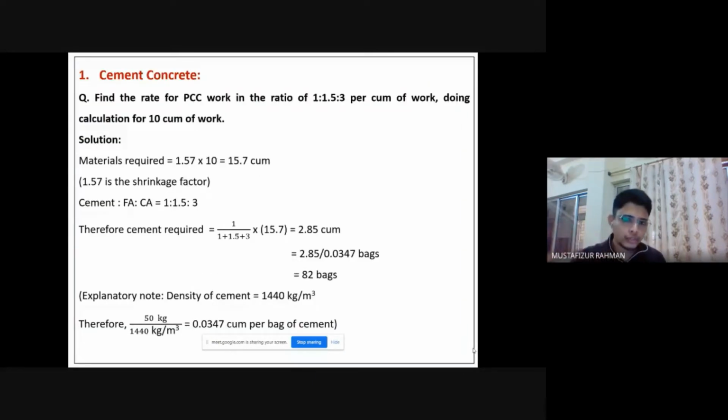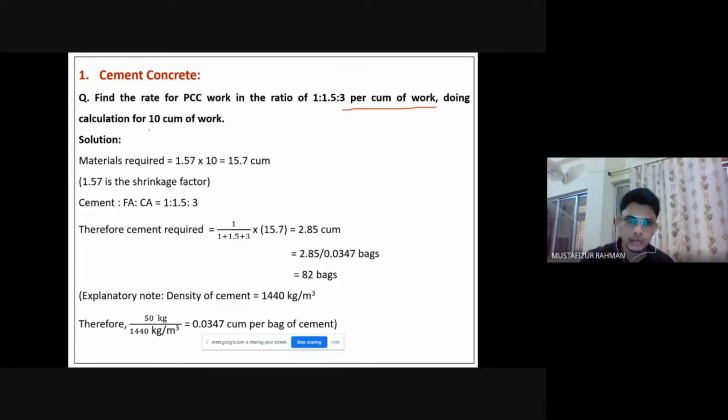I hope we have gone through this introductory note, and now we are going to see some numericals. The first numerical is cement concrete work. We are doing PCC work in the ratio of 1 is to 1.5 is to 3, that is M20 grade of concrete, and we are asked to find out what is going to be the rate for this work per cubic meter of work.